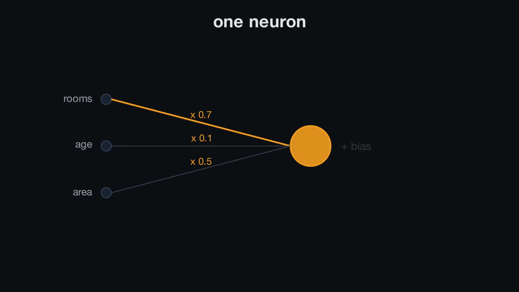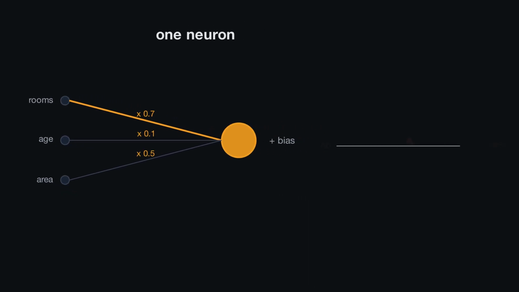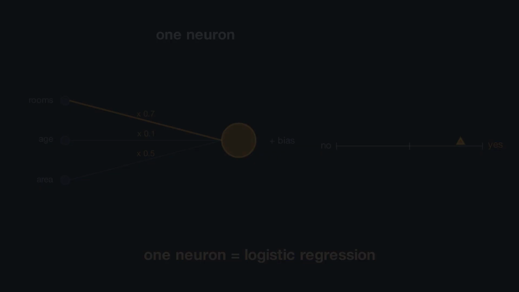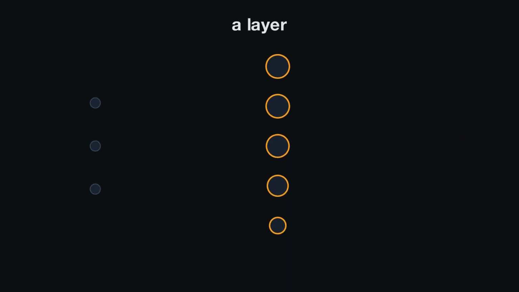Then the neuron adds them all up and adds one more number called the bias. The bias lets the neuron lean yes or no before it even looks. So a neuron is really just a weighted vote. It weighs the evidence and leans toward a yes or a no. And here's a nice surprise. One neuron like this, that squashes its vote to a value between 0 and 1, is exactly the logistic regression you may already know.